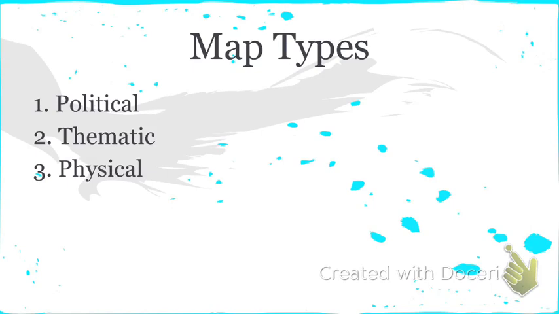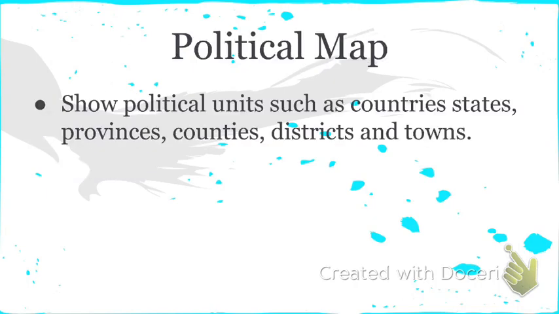Alright, we have three different types of maps that you will encounter. You have political, thematic, and physical. Political maps show the names and boundaries of countries, locations of cities, and other human-made features of a place, and often identify major physical features.